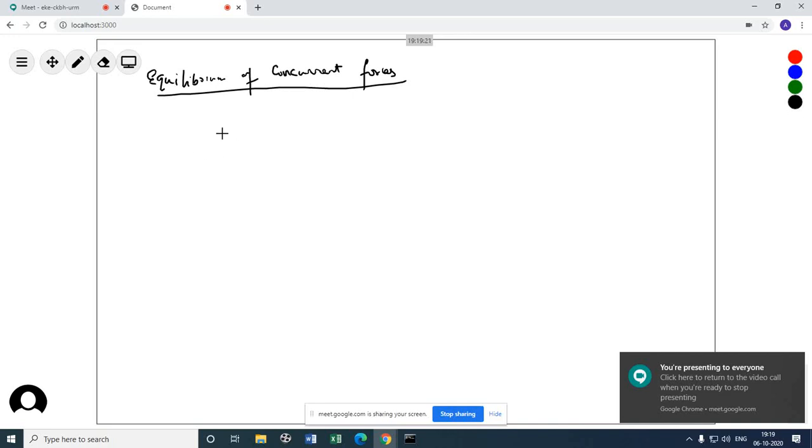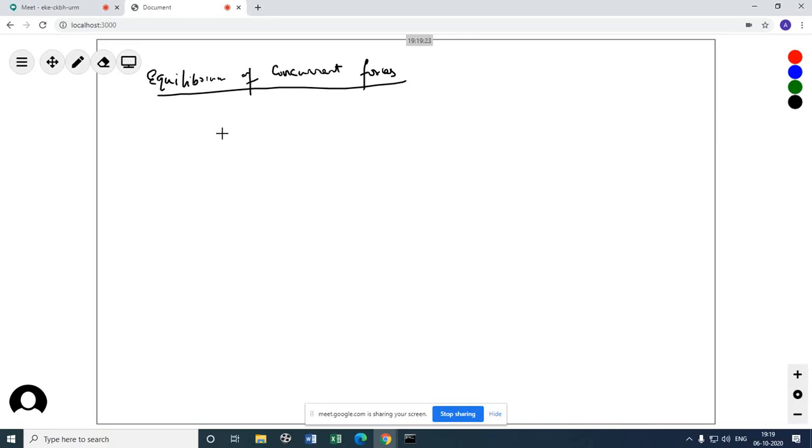So today we will do equilibrium of concurrent forces, and we will also do free body diagram. Okay, so free body diagram, there is a lot of work to do. Let's start with equilibrium of concurrent forces first.